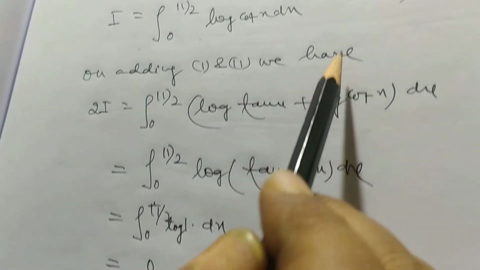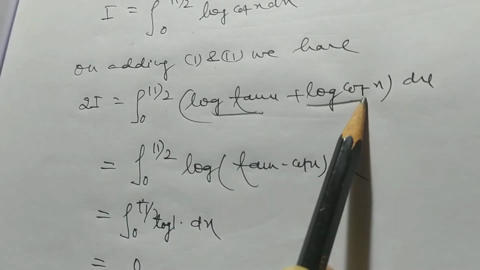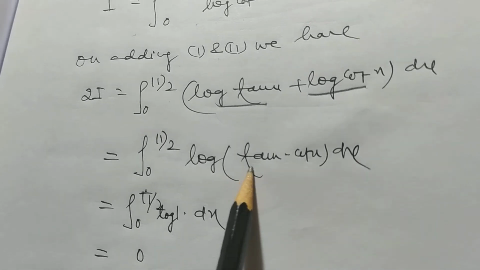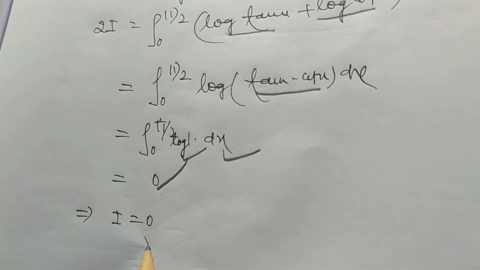Adding equation first and second, we have 2I is equal to integral 0 to pi by 2 of (log tan x plus log cot x) dx. Integral 0 to pi by 2 of log(tan x into cot x) dx. That is integral 0 to pi by 2 of log 1 dx. The value of log 1 is equal to 0. So I is equal to 0.